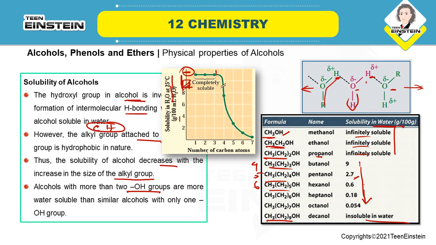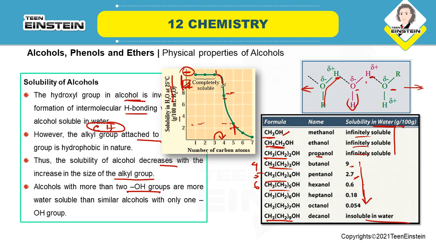Suppose after 8 there is some very high value. So it is completely soluble. But once you jump from 3 to 4, there is a drastic decrease. Now the values are very small. For butanol it is around 9, then for pentanol it is around 2.7. So this will be the nature of the graph.